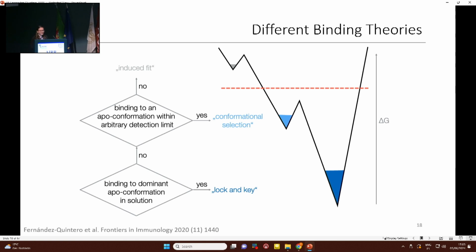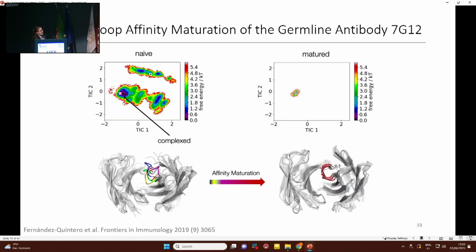However, as a theoretical chemist, I strongly believe that actually all conformations pre-exist, and only if you bind to a rare conformation, it might come with a high penalty in delta G. After we were quite confident that we capture a reasonable CDRH3 loop conformation space, we were wondering, can we also characterize the effect of, for example, affinity maturation? What are the structural consequences?